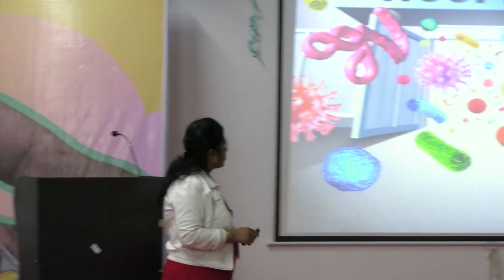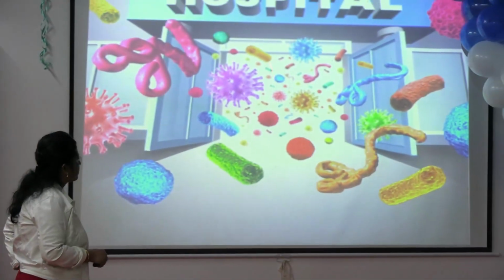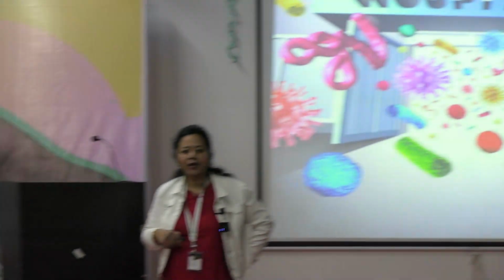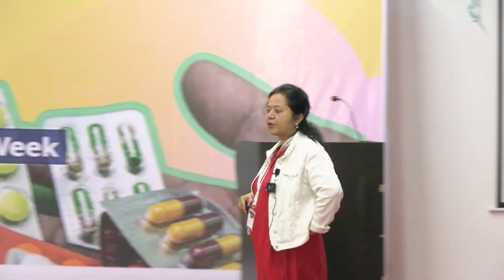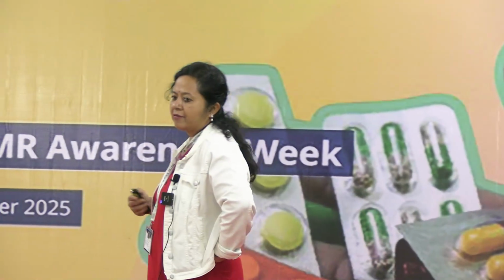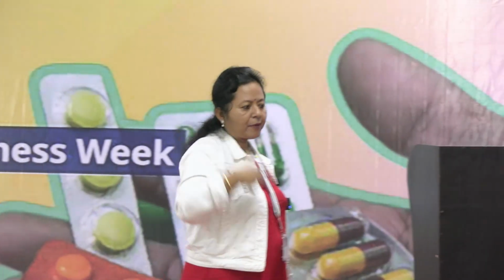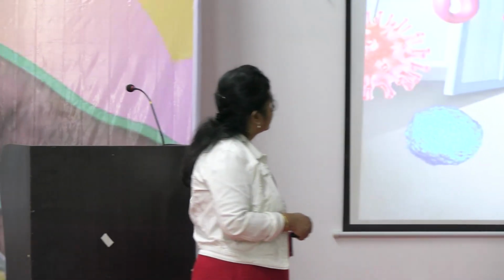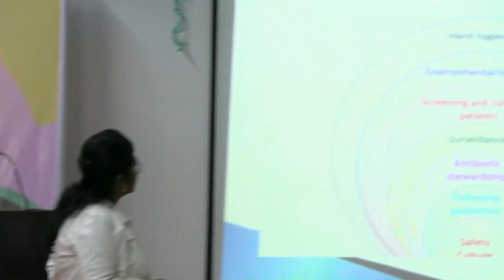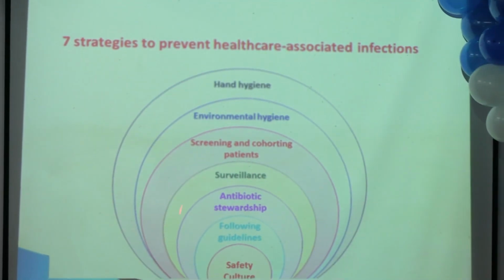Okay. So almost done. So this is the hospital. Just imagine. I wanted to put this. So in a hospital, you can imagine it is having all those virus, bacteria, fungi, parasites, everything is there, right? So we have to protect ourselves, we have to keep ourselves free from all this, protect our patients also, right? Protect the environment. Okay. 7 strategies to prevent healthcare associated infections. This is the last slide.